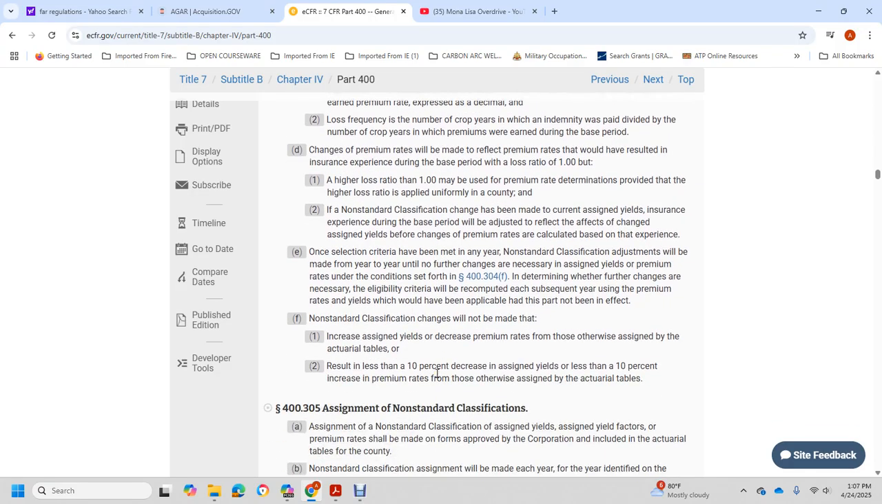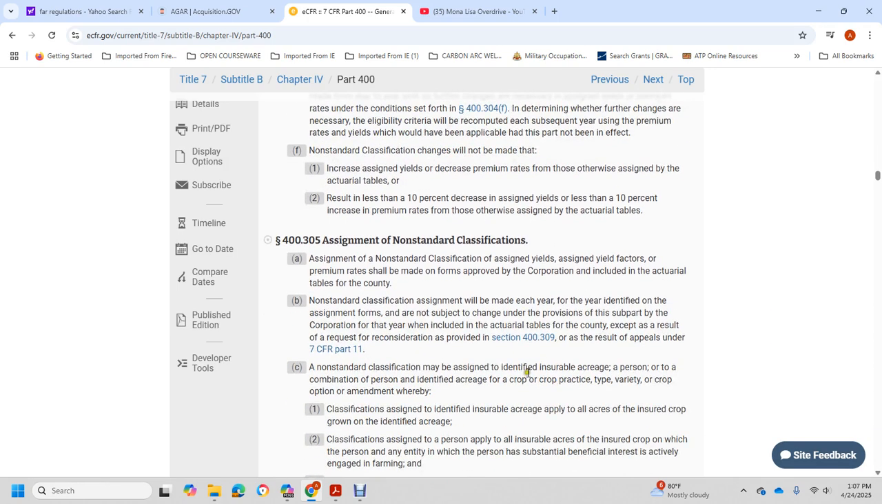Classification will be made with the increase in the premium rate, otherwise the sign with the accrual tables is less than 10% of the decree with the yield factor. Accrual tables 10305: the non-standard classification sign with the premium ratio.